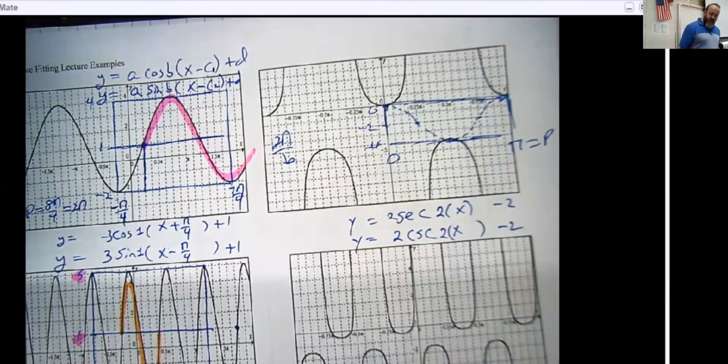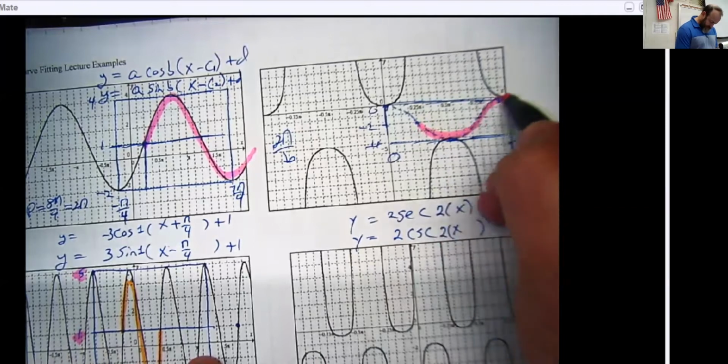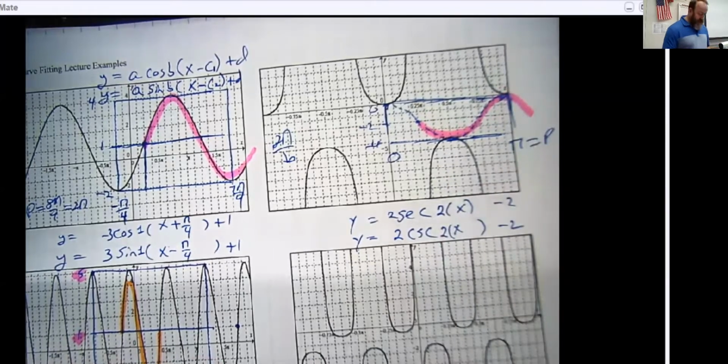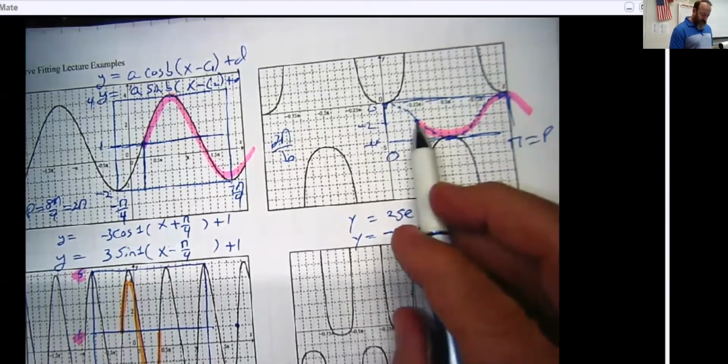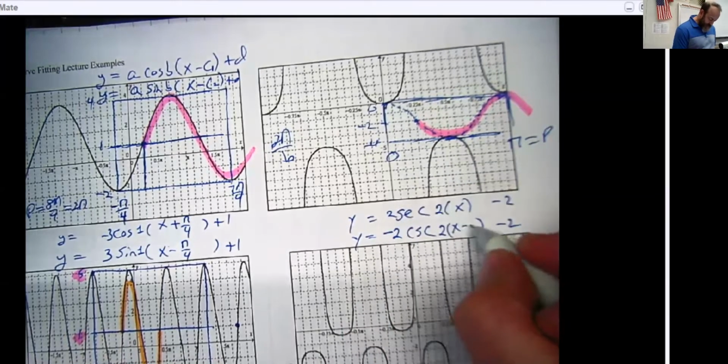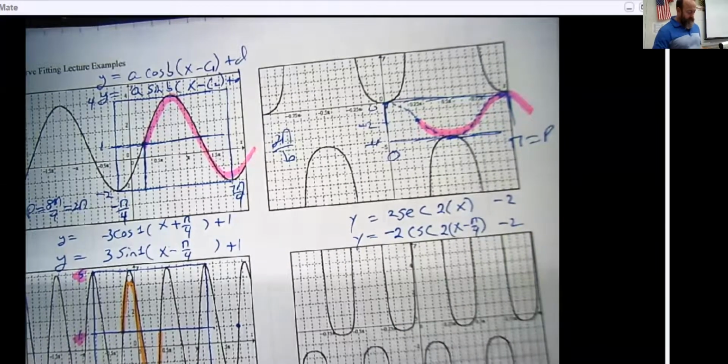But then if we looked for where this graph looks like a nice sine wave, I actually see this one right here, which is actually a negative sine wave kicked to the right pi over 4. That's kind of what I see.